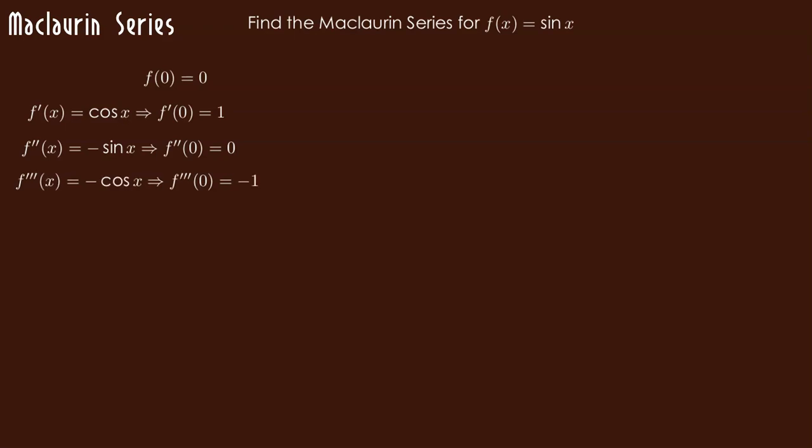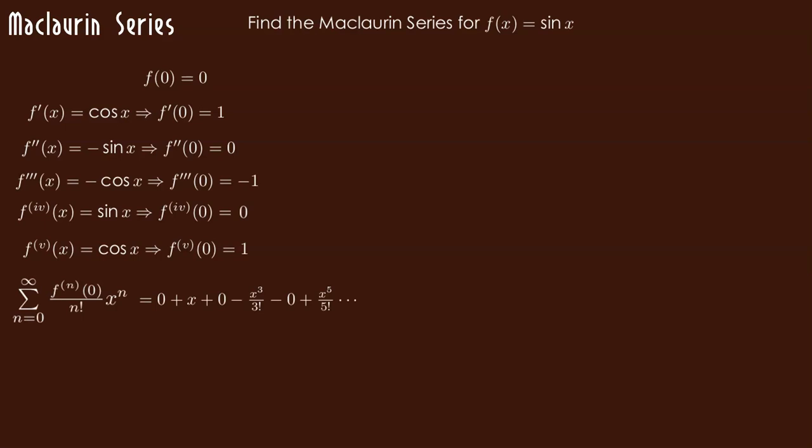Okay, third derivative, I get negative cosine. Plug 0 into that, I get negative 1. And when I take the next derivative, I'm back where I started with sine x, and I plug 0 in. And it will keep going through this: 0, 1, 0, negative 1, 0, 1, 0, negative 1. So let's write out the first few terms and see if we can come up with a pattern.